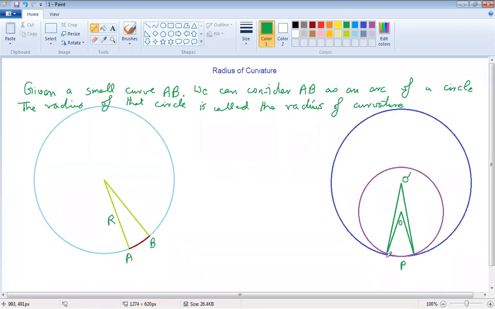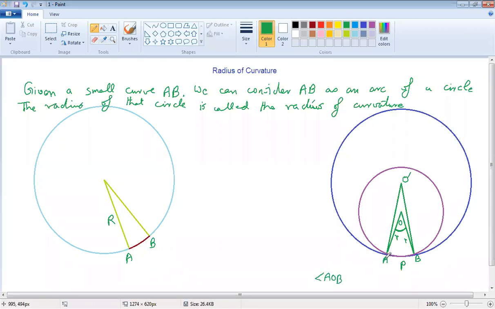I take a curve, say AB. If I consider the curve AB as an arc of the smaller circle, it means the radius of curvature is small, suppose small r. Then this is the angle formed, and that is the angle AOB.